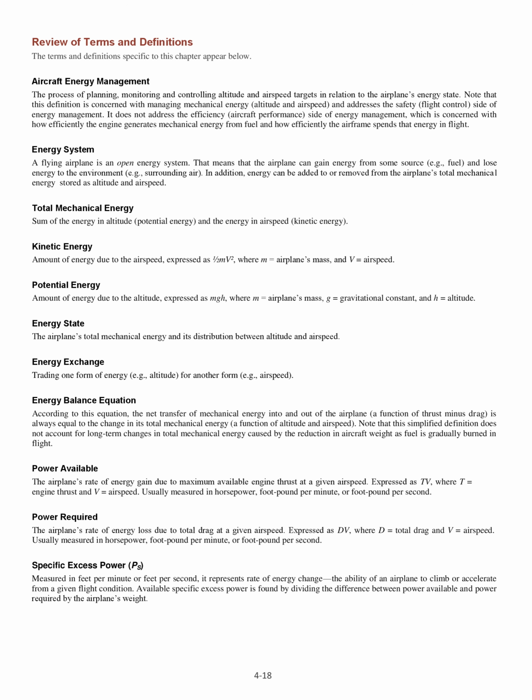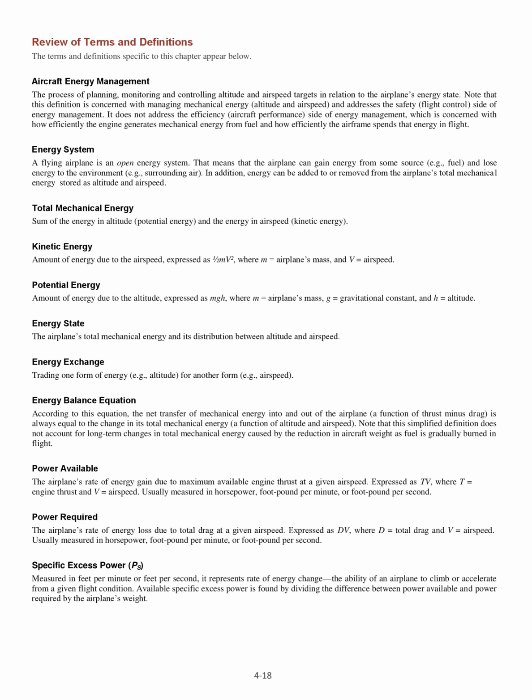The terms and definitions specific to this chapter appear below. Aircraft energy management: the process of planning, monitoring and controlling altitude and airspeed targets in relation to the airplane's energy state. Note that this definition is concerned with managing mechanical energy, altitude and airspeed, and addresses the safety, flight control side of energy management. It does not address the efficiency, aircraft performance side of energy management, which is concerned with how efficiently the engine generates mechanical energy from fuel and how efficiently the airframe spends that energy in flight.